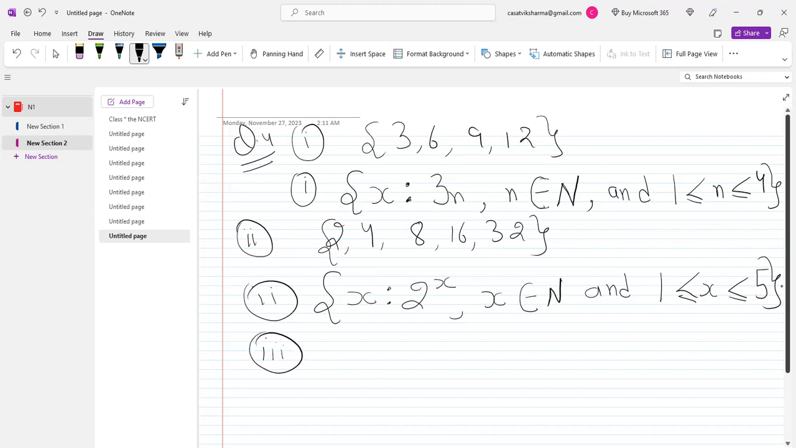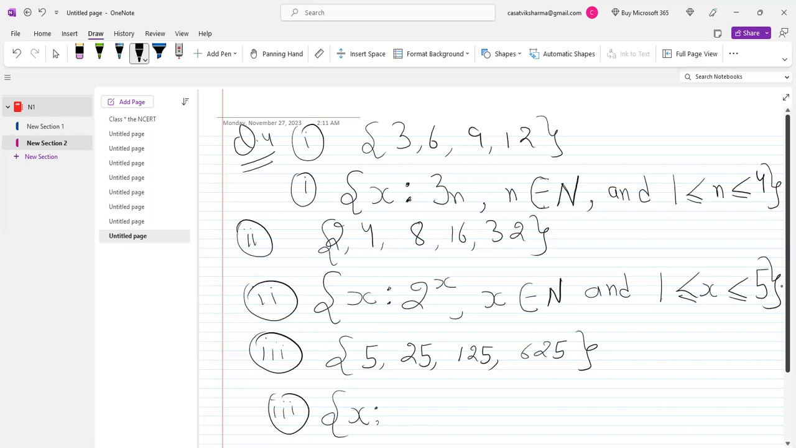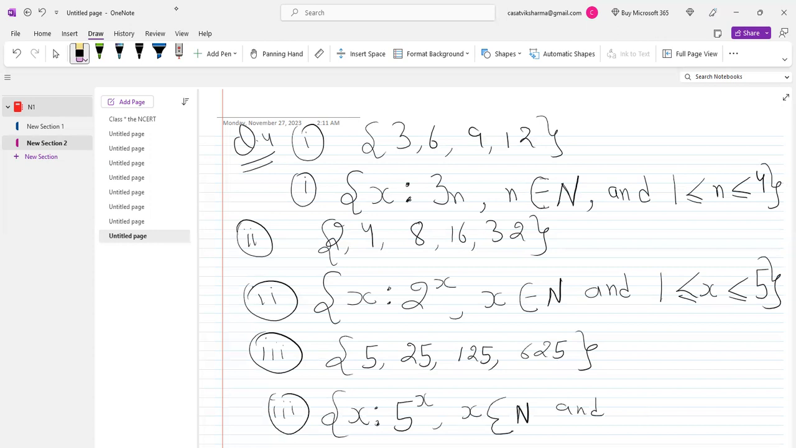Then what we have? We have 5, 25, 125, 625. Okay. x such that this element is 5 to the power 1, 2, 3, 4. And again, n can be a natural number, and this natural number n is greater than or equal to 1 but less than or equal to what? 4.